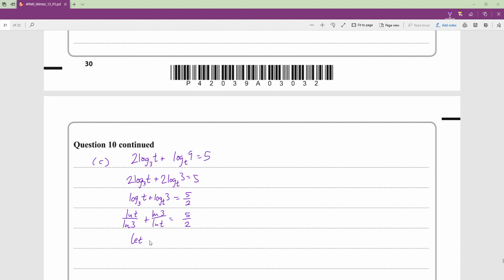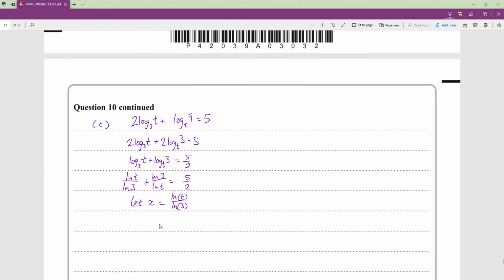So we're going to let x be equal to ln t over ln 3. Because ln 3, the constant, we want that to be on the bottom so it's simpler to calculate later. Let x equal that. Now, ln t over ln 3, that's x, plus ln 3 over ln t, that's the reciprocal. And the reciprocal of x is 1 over x. And then 5 over 2 is not related to x at all. It's our constant term. Wow, that's crazy. A quadratic out of nowhere. What can we do now?